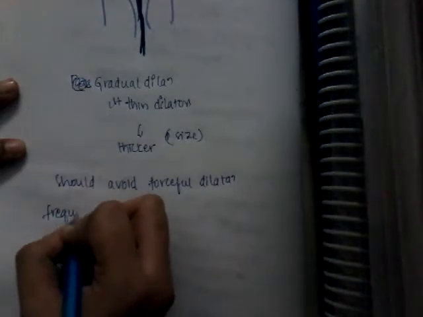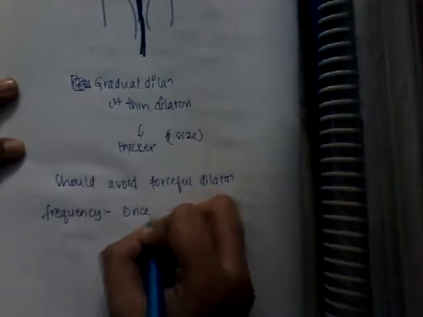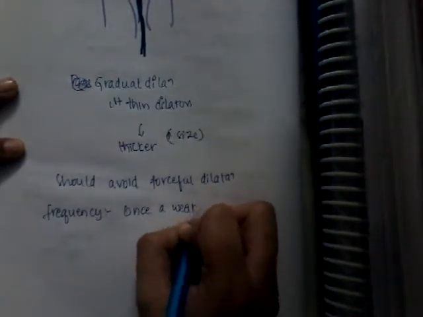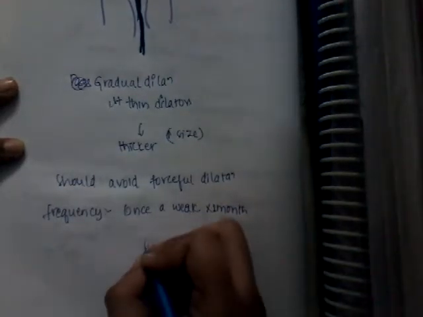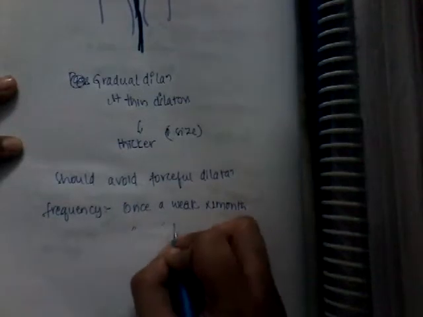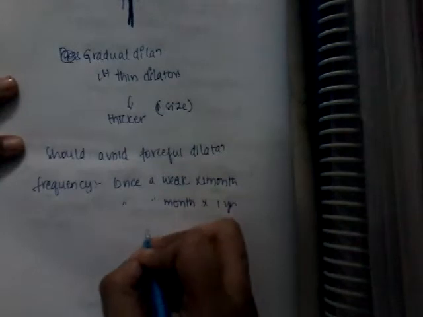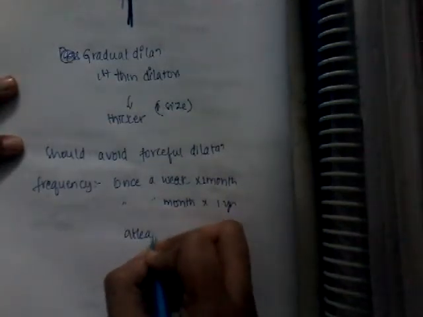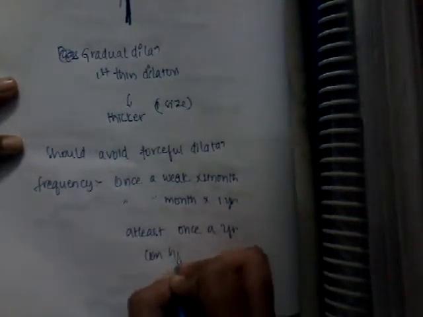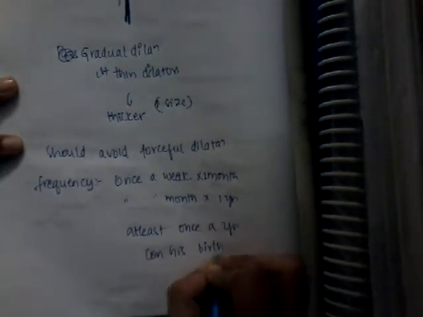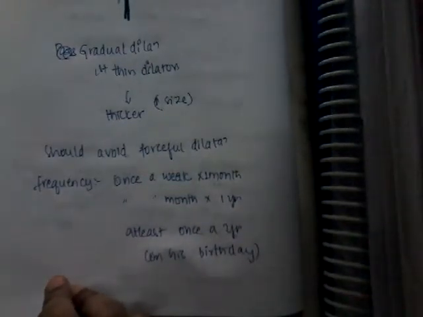Frequency, if you wanted to know the frequency of dilatation, you'll have to do it once a week for 1 month, and then once a month for 1 year, and then at least once a year. That is on his birthday. On his birthday every year, you will ask him to do a dilatation once. So this is intermittent dilatation.